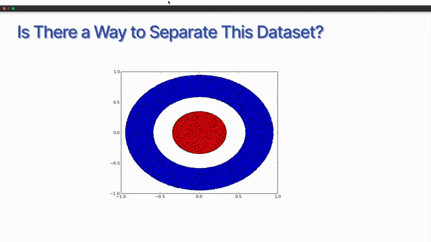Now, if we look at this data set instead, is there a way to separate this data set in 2 dimensions? Is there a way that we can pull and shrink so that this data set is linearly separable? What do we think? With linear functions, it's impossible. Even with activation functions, do you think it's possible?